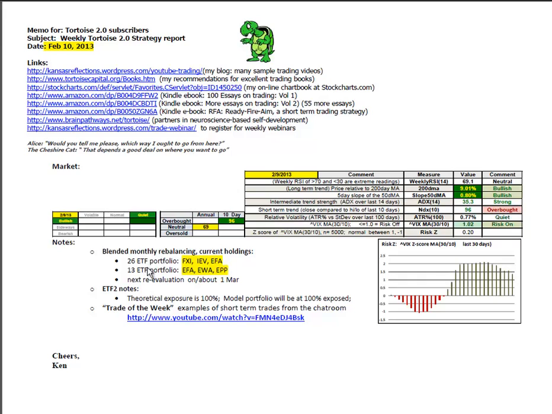No change to the blended monthly rebalancing portfolios until 1 March. ETF2, the theoretical exposure, is at 100%. Auto portfolios is still at 100%, no changes other than to update stops this week. There's a link to a trade of the week example from intraday trading in the chat room.